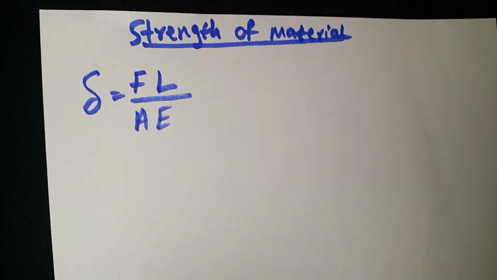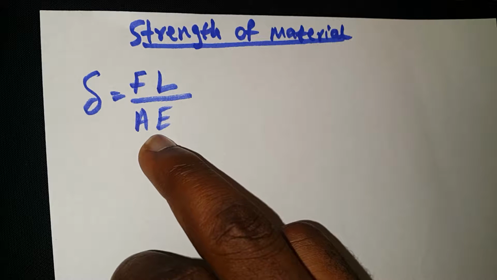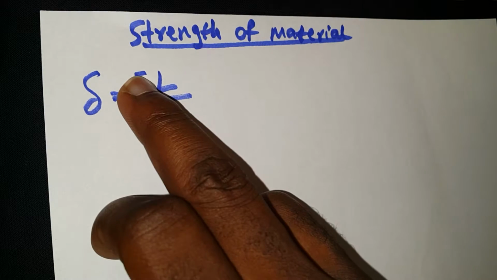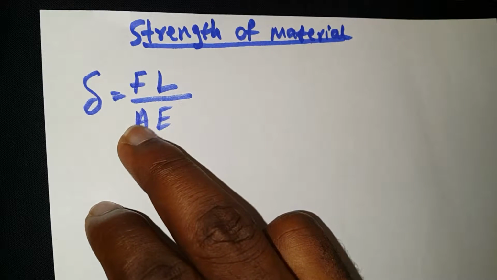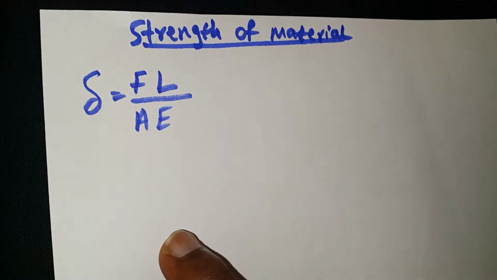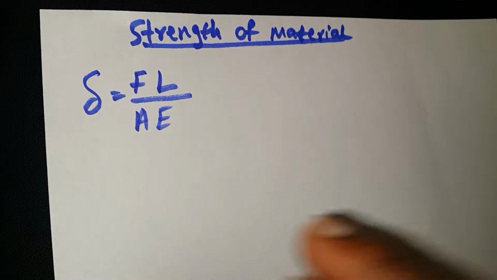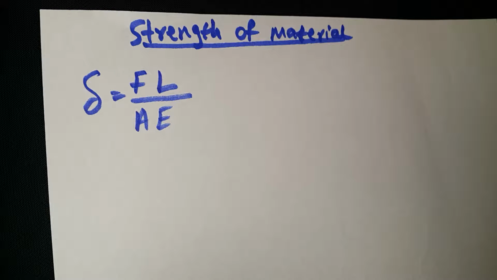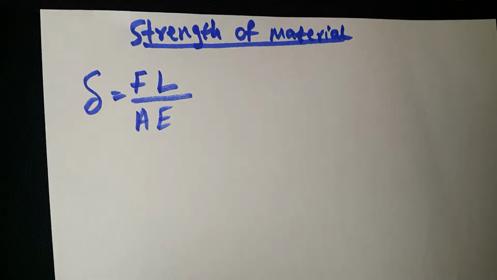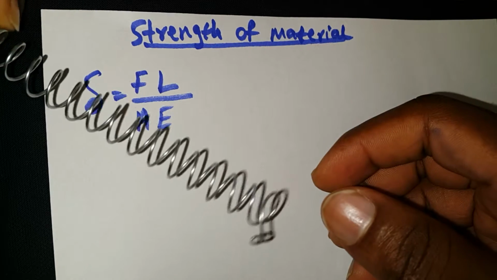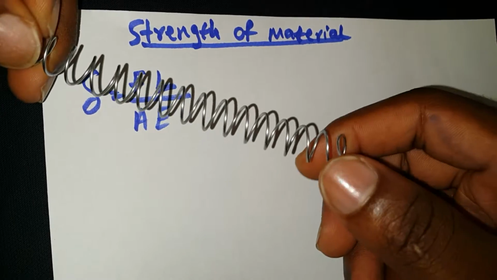The idea of this chapter is for you to know how the member will deform. In the last video we discussed this, and we said that this is the force, the initial length, the area of the member, and the Young modulus of the member. In the last video, we also said that, for example, let me use this as an example. This is a member.